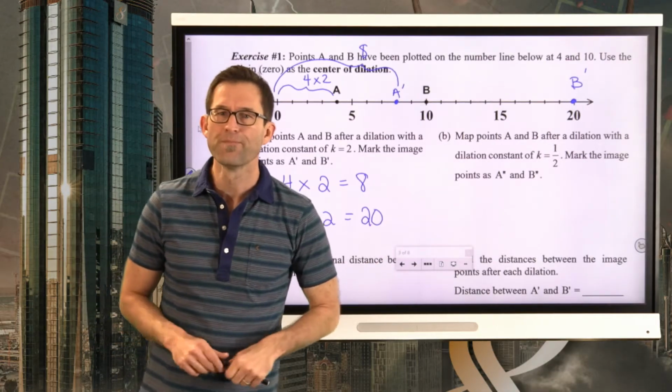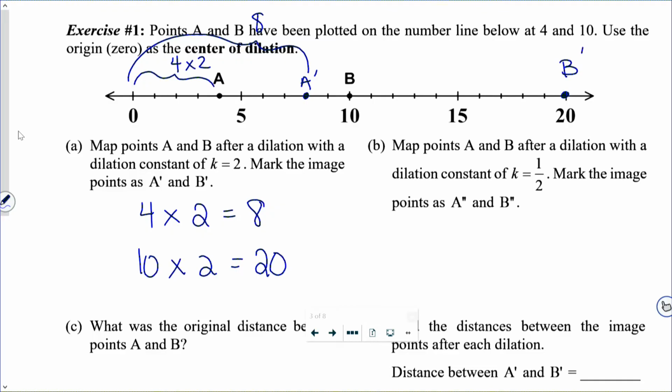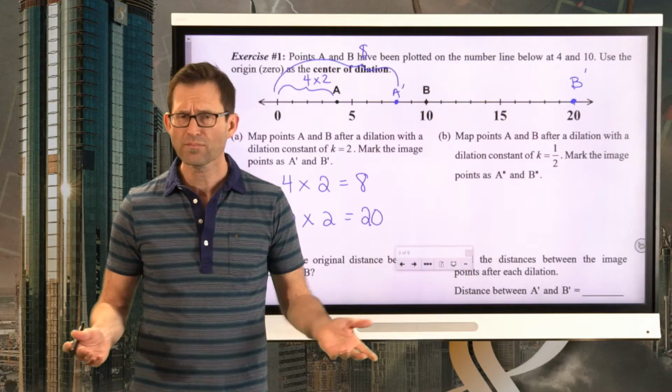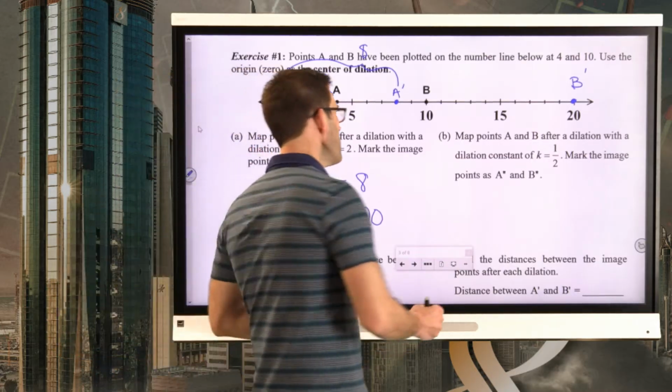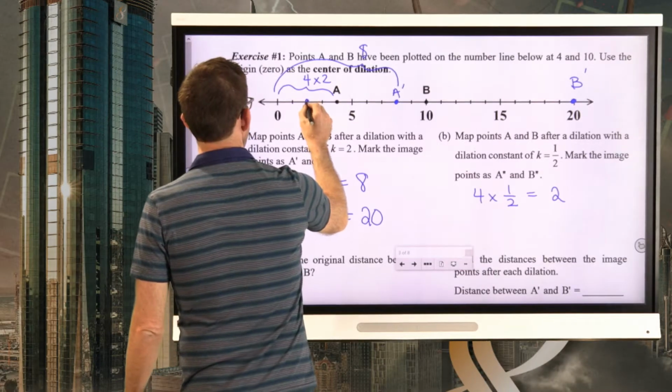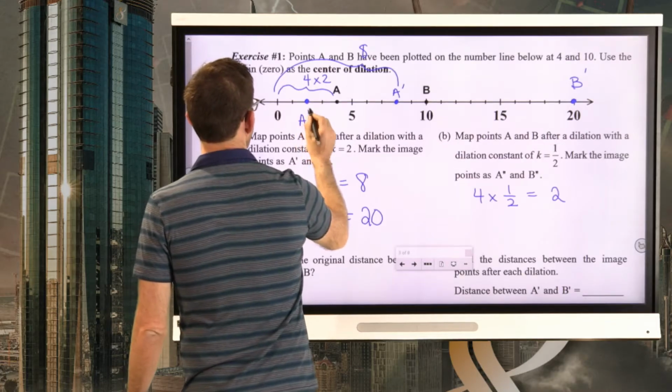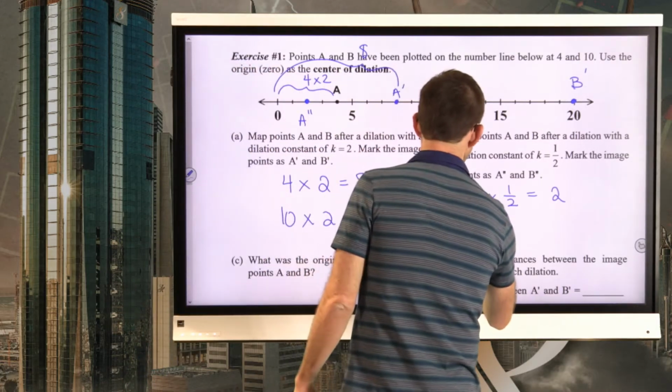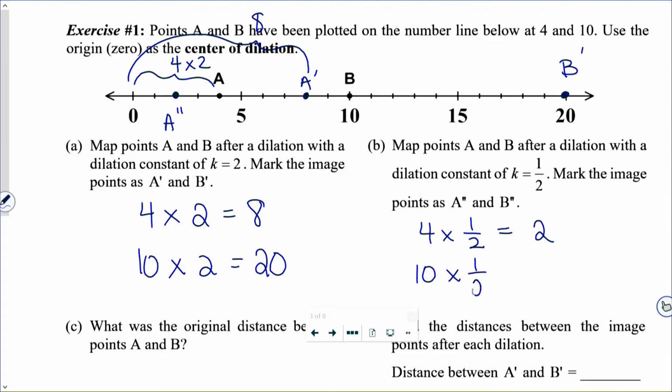Let's take a look at letter B. Map points A and B after a dilation with a dilation constant of k equals 1/2. Mark the image points as A double prime and B double prime. The same thing. A was at 4, but if we multiply that by 1/2, we'll now get a new distance of 2. Again, that's going to be A double prime here. On the other hand, that B, which was at 10, if we multiply it by the dilation constant of 1/2, we now have its location at 5.